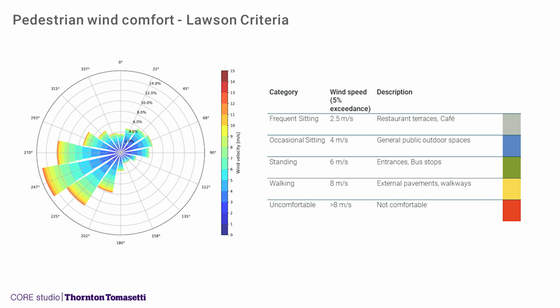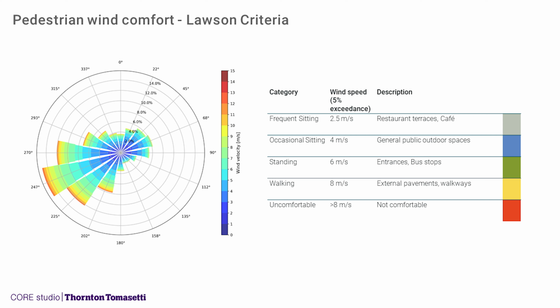So is it suitable for frequent sitting, occasional sitting? Attached to that, you can program restaurant terraces, cafes, outdoor spaces, or if it goes a bit further down the line, then maybe it's only suitable for bus stops or pavement, or even uncomfortable and unsafe. That's possible as well. And then often we need to do something on the design to help it through planning.